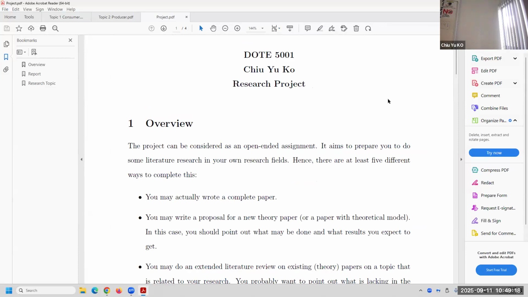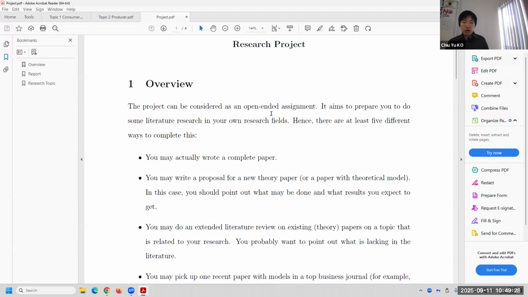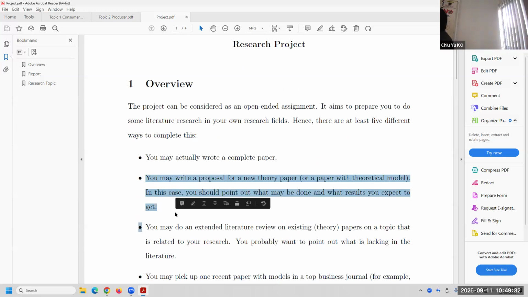So there are 5 ways to complete your assignment. Either you write a complete paper, a complete theory paper, that's fine. Some people do it. I'll show you some examples there. Or you can write a proposal, okay? You write not a paper, but you say, I want to do this. What will be my model? What will be my prediction?